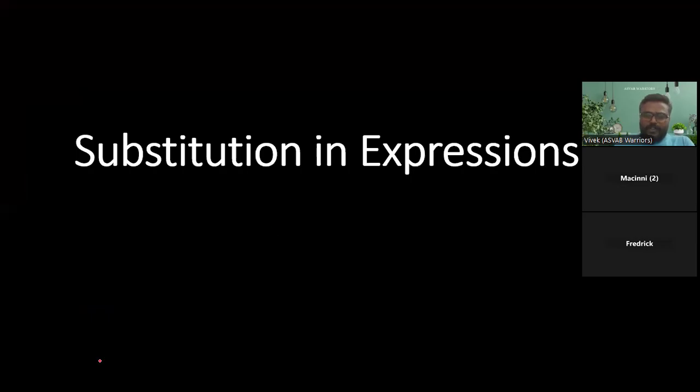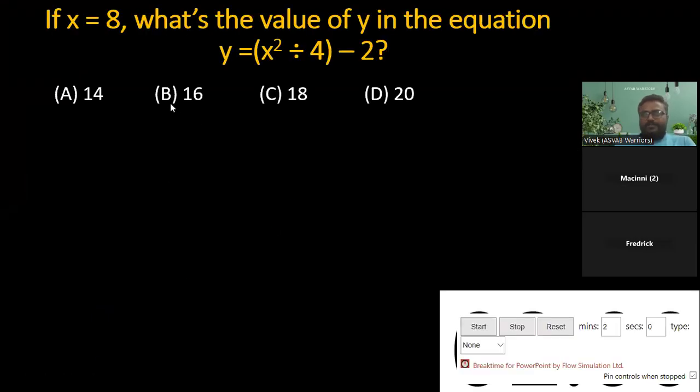Now substitution means nothing. What if they say, if x is equal to 8, what's the value of y in the equation? So what do you guys need to do? If they are saying the value of x is 8, just put the value of x as 8 and solve it. Let's solve it. X is equal to 8. Put the value of x as 8. So y equals 8 square divided by 4 minus 2. I'll keep the parenthesis as it is.